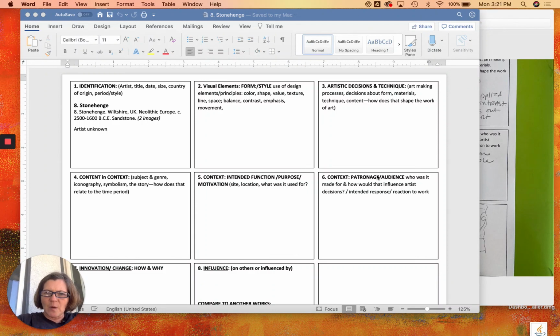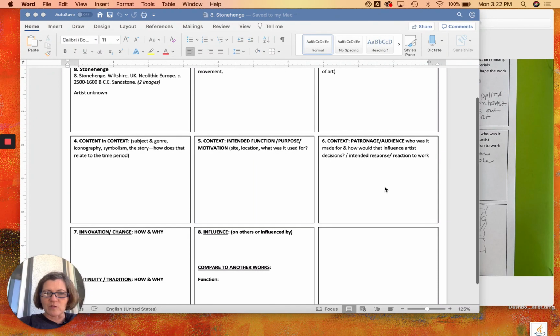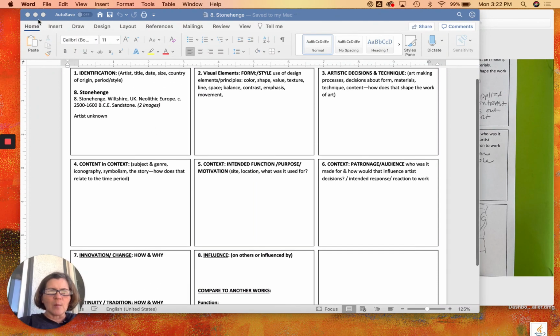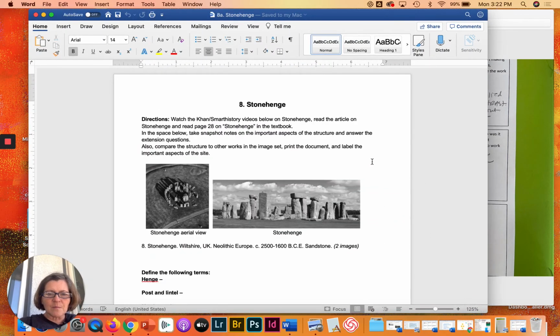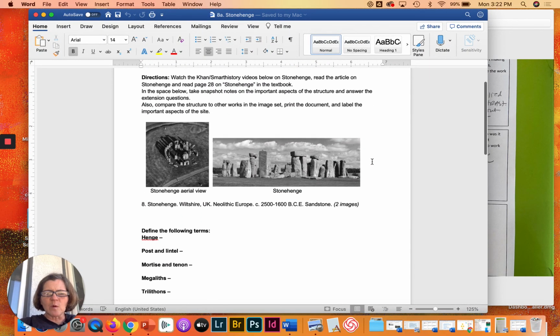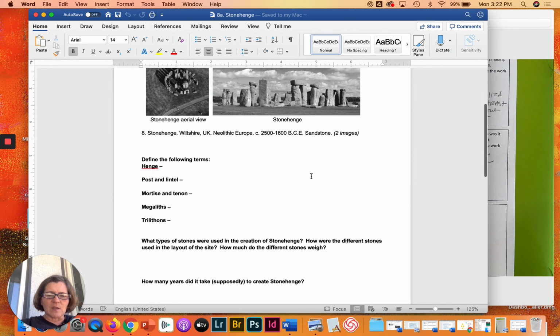Hey guys, so I had a couple questions on the summer homework, so this is just to clarify a couple of things. First question: I forgot to mention there are two documents for number 8, Stonehenge. This is the graphic organizer, the more traditional one that you can take notes on, but I did also include one of the other style. Every once in a while we do these, mostly on architecture, but you can see how this is a different way to set it up.